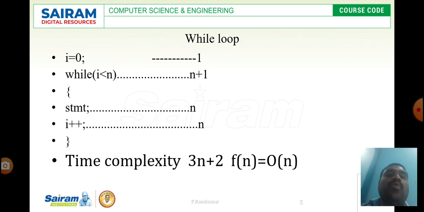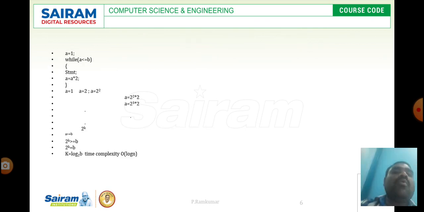When I discuss the while loop, what will happen here is I equal to 0, while I less than n, statement, I plus plus, close the curly brace. Here first I have to check the condition. When I check the condition I less than n, it will be executed n plus 1 number of times. Then the increment I plus plus will be n number of times. The statement also will be n number of times. I equal to 0 will be 1 unit of time. So when I add up all those things together, I will get 3n plus 2. So f of n is equal to big O of n.